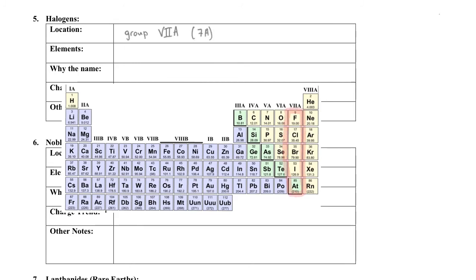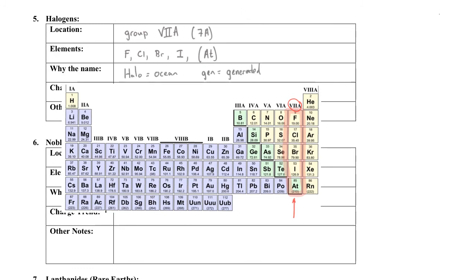The halogens are located over here in group 7A. This group of elements includes fluorine, chlorine, bromine, and iodine. The last element in this group with the symbol At is astatine, and astatine is very rare. It's so rare, in fact, it's the rarest element naturally occurring in the Earth's crust.